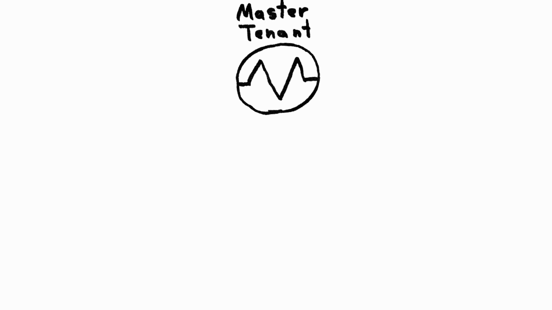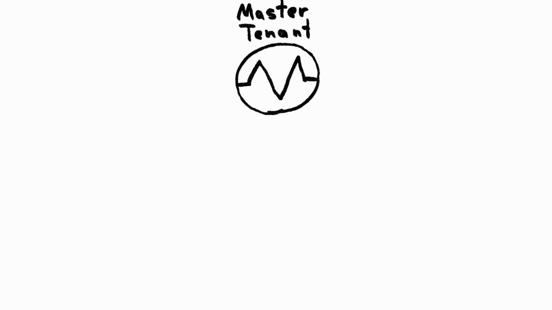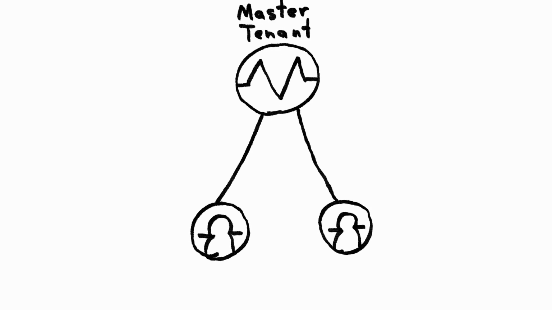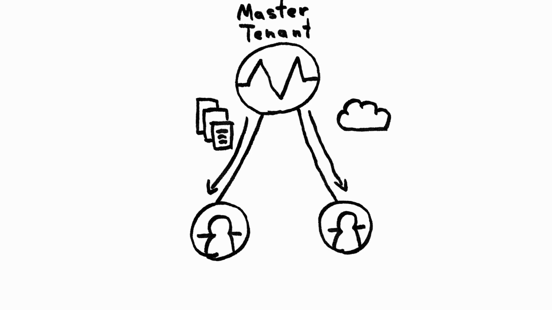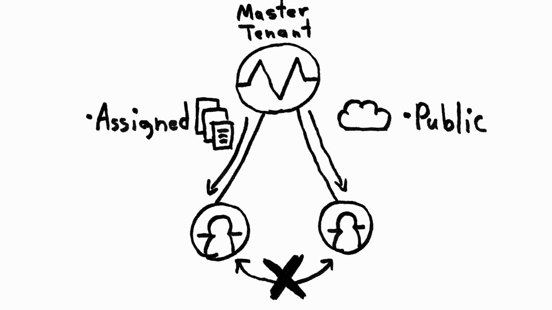When Morpheus is installed, there is a master tenant that is automatically created. All other tenants are subtenants, and there can only be one master tenant. The master tenant creates and controls all subtenants and can share or assign its resources to those subtenants. Subtenants cannot create or see resources from other subtenants, and they can only access master tenant resources that have been assigned or set as public.